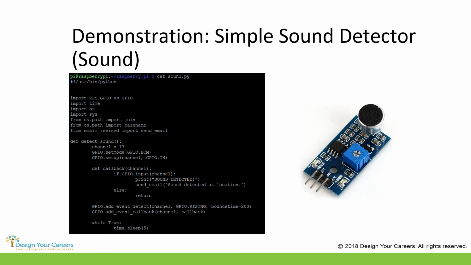To run the whole program, we add an event to the general purpose input-output stack that allows the Raspberry Pi to detect whether there has been any sound changes or not, and we just run this continuously by sleeping for 5 seconds at a time. And whenever sound is detected, it'll call that callback function and we'll get sound detected printed. And so that's essentially how the program works.